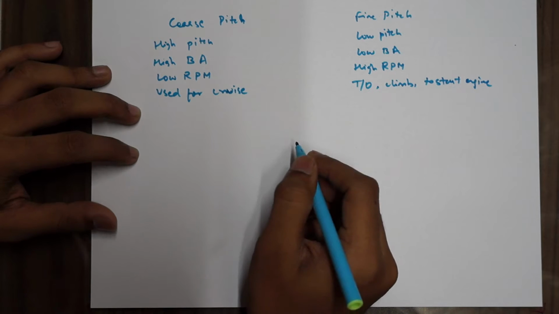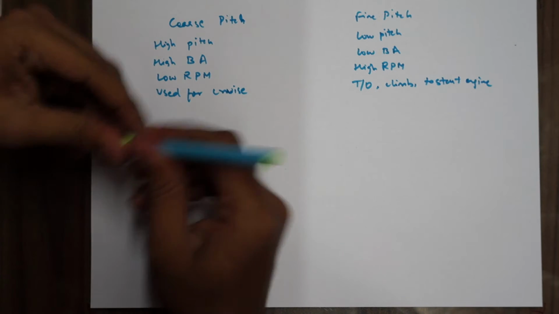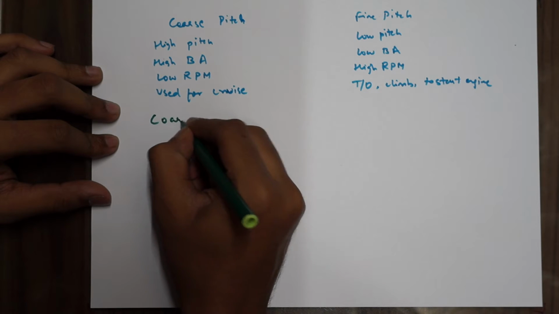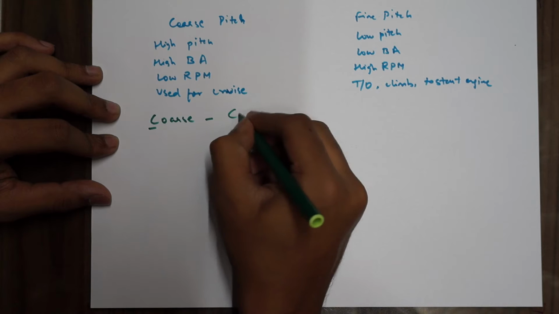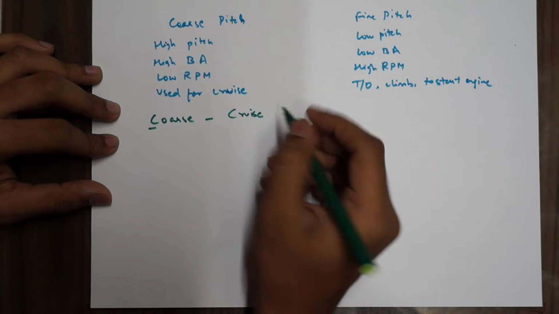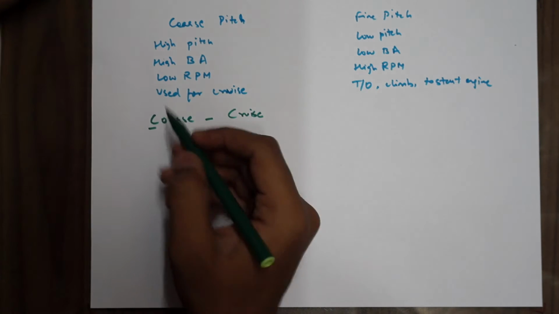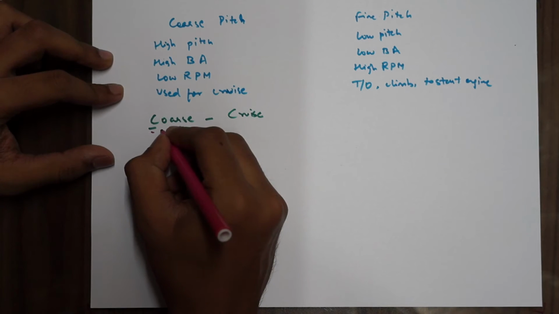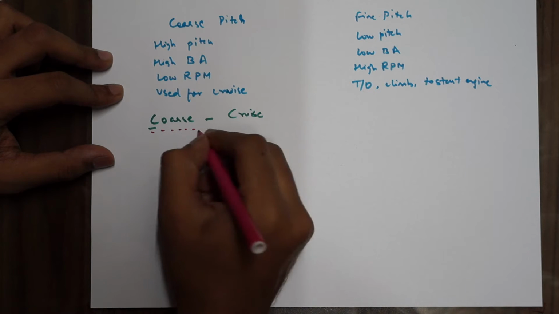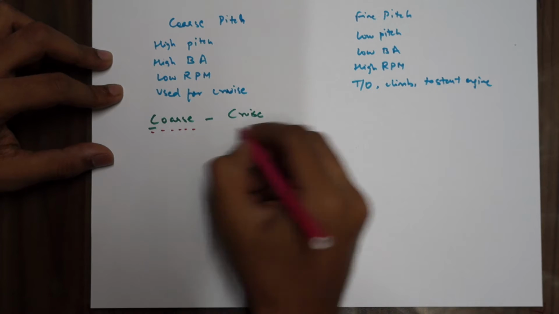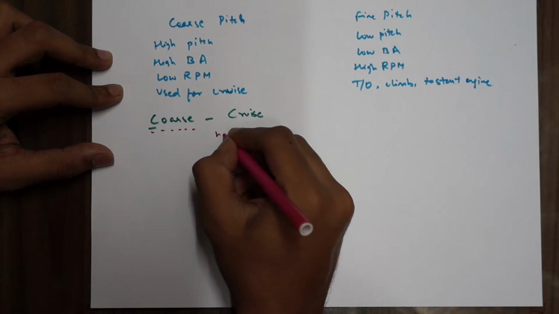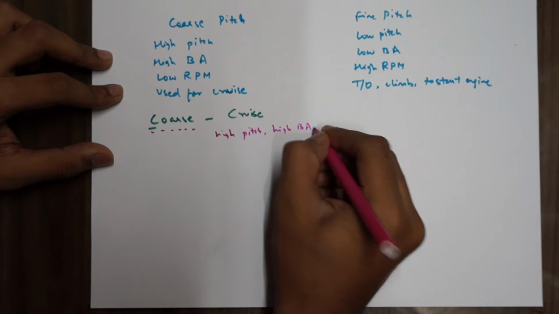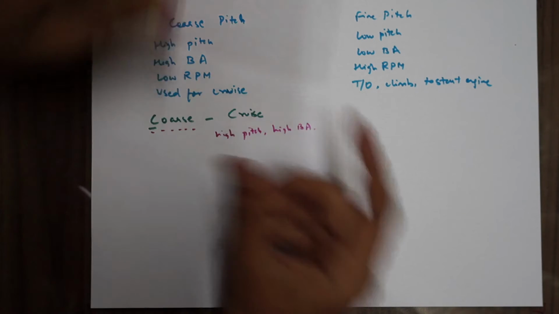Okay, now how do you remember this? It's an easy way I've got. Coarse starts with C, so remember it for cruise. And coarse has a higher number of words. I mean, this must be a stupid way to remember, but that's the way you'll remember it forever. 1 2 3 4 5 6, they have 6 letters, so it has more letters. So high pitch, high blade angle. This way you'll never forget it whenever asked in the exam.